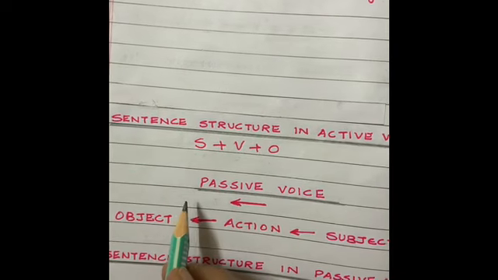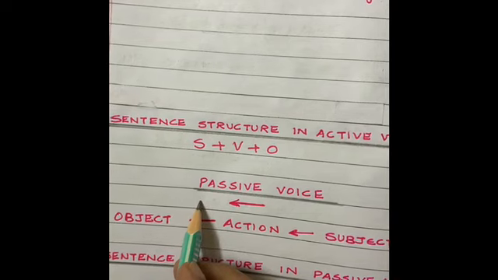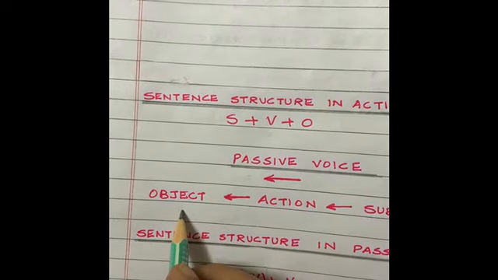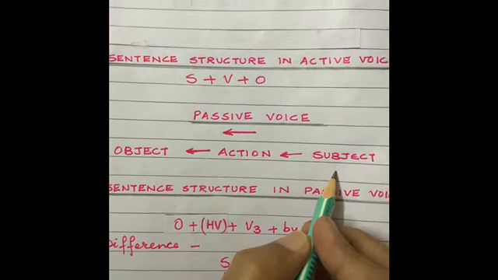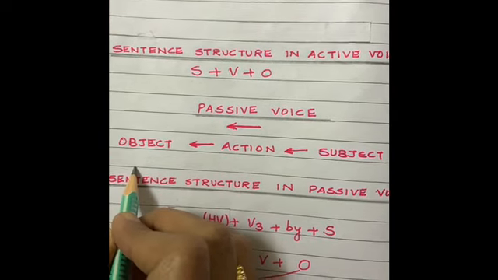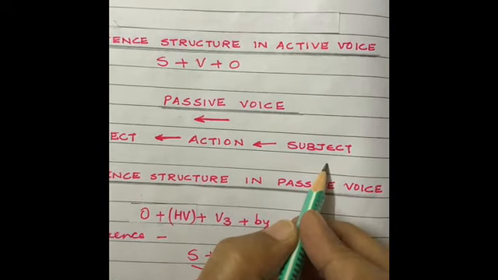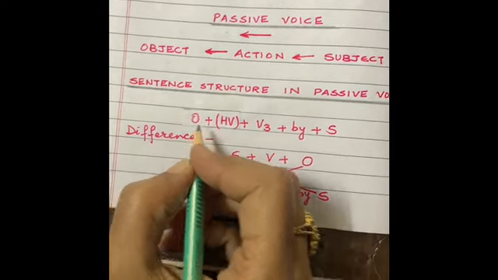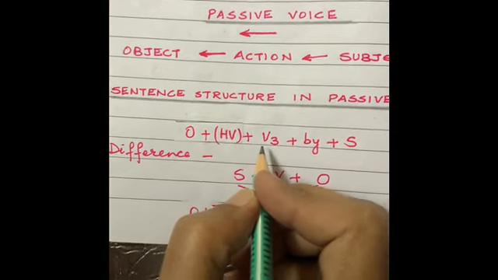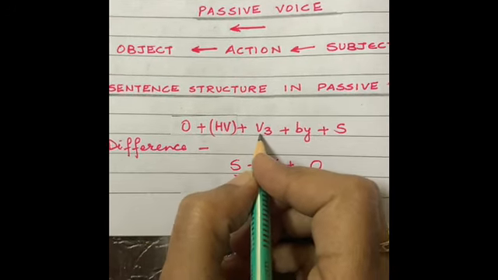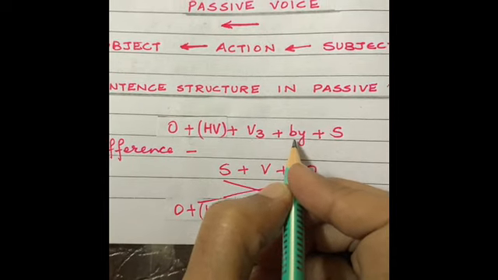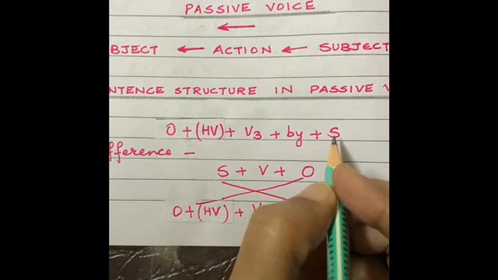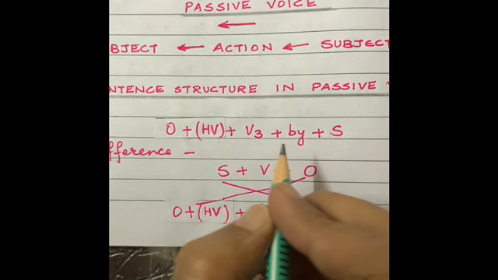The second is the passive voice. An action is performed on the object by the subject. And the sentence structure here is object plus helping verb plus verb 3, the third form of the verb, plus preposition by plus subject. Let's see an example here to make things clear.